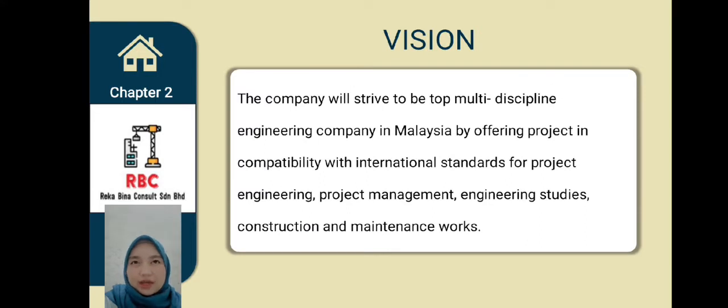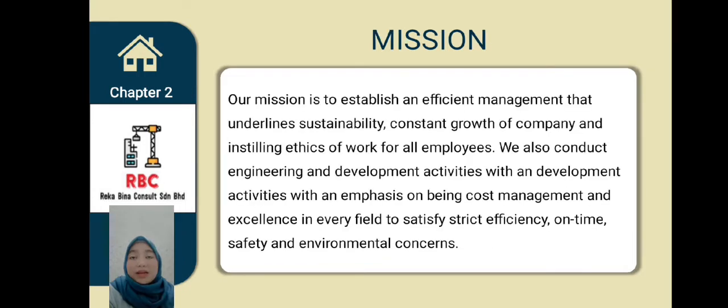Our company vision is to strive to be a top multidiscipline engineering company in Malaysia by offering projects in compliance with international standards for engineering project management, engineering studies, construction and maintenance work. Our mission is to establish an efficient management that underlines sustainability, constant growth of the company and instilling ethics of work for all employees. We also conduct engineering and development activities with an emphasis on cost management and excellence in the field, to satisfy strict efficiency, on time, safety and environmental concerns.